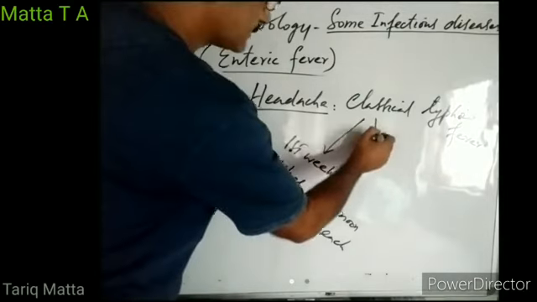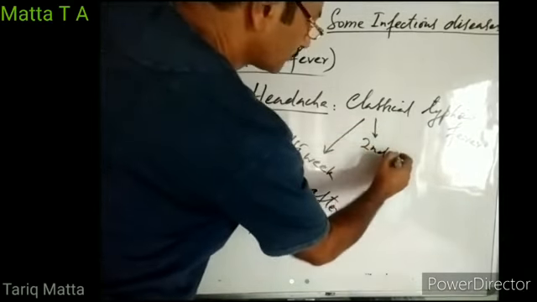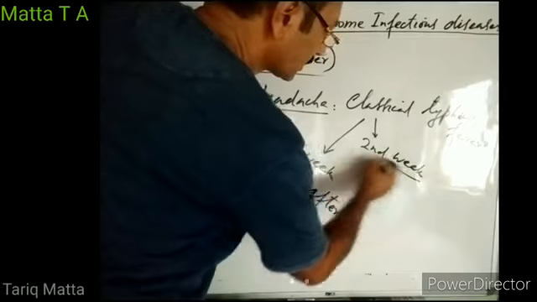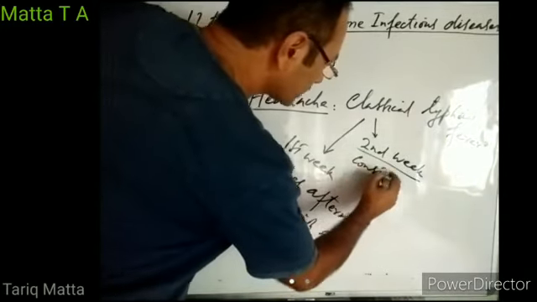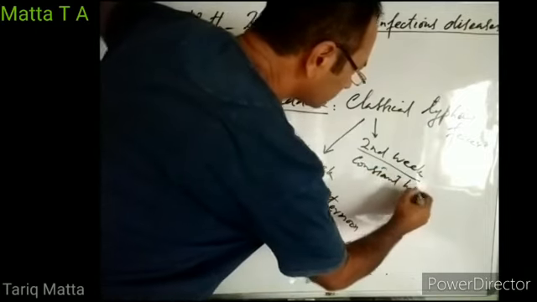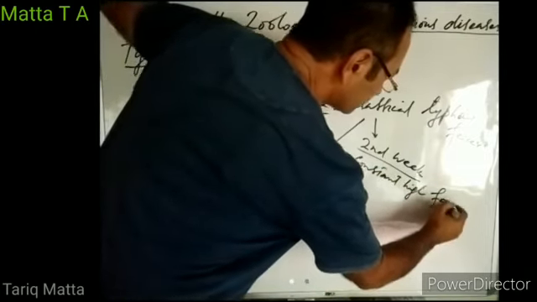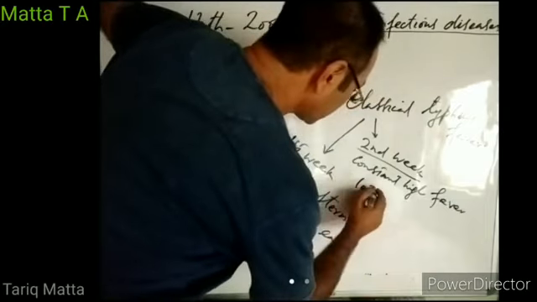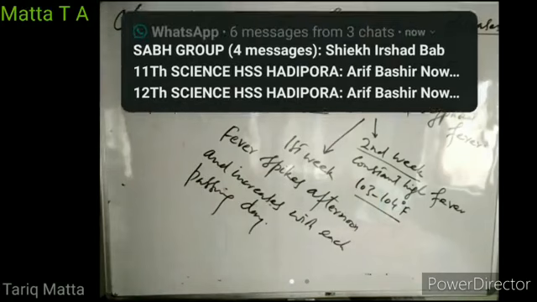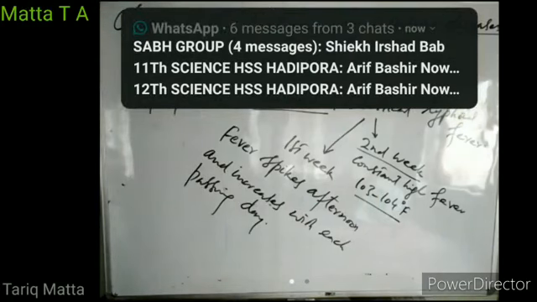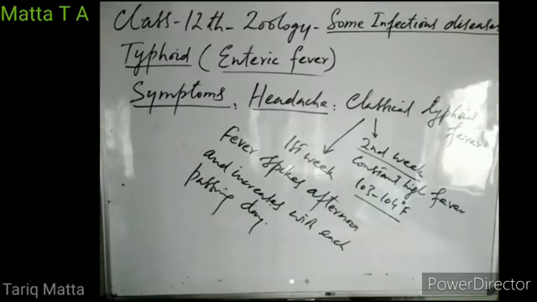Then in the second week, there is constant high body temperature, constant high fever, 103 to 104 degrees Fahrenheit. The person suffers from constant high fever, 103 to 104 Fahrenheit.